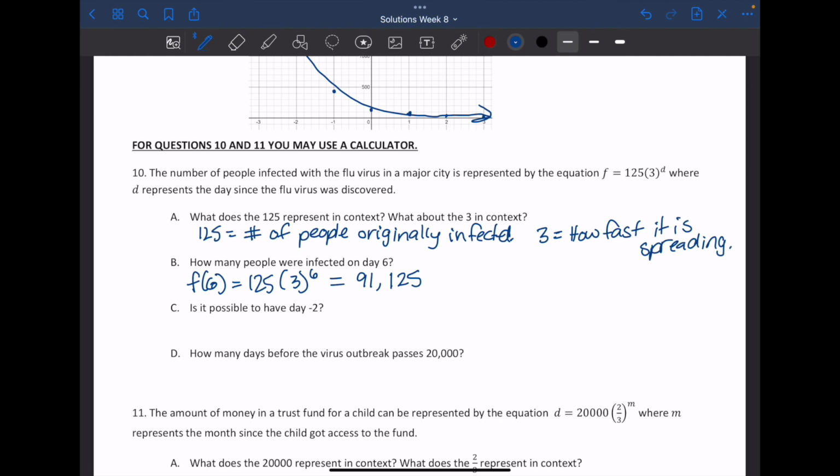Is it possible to have day -2? Yes, it is, because that would be 2 days prior to this. And I'm sure there were people originally infected before it was actually discovered. So yes, 2 days before it was discovered.